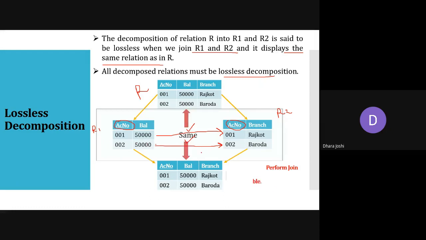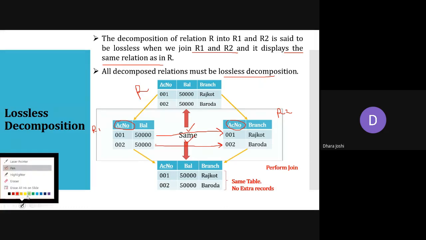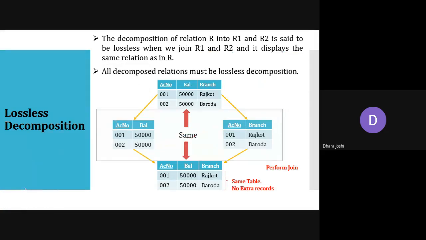So if you observe here, these two tables are now similar because we are not having any extra records available. And that's why we are not getting confused which table is correct and which records are correct, because both the tables are similar. So this is called lossless decomposition.